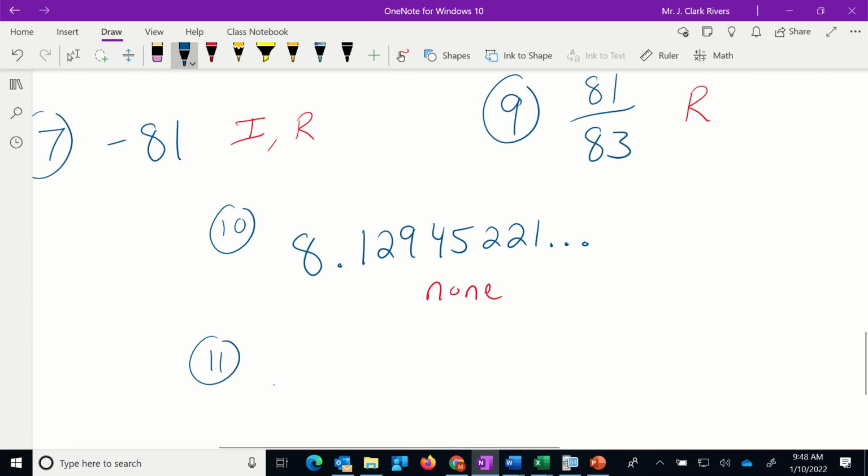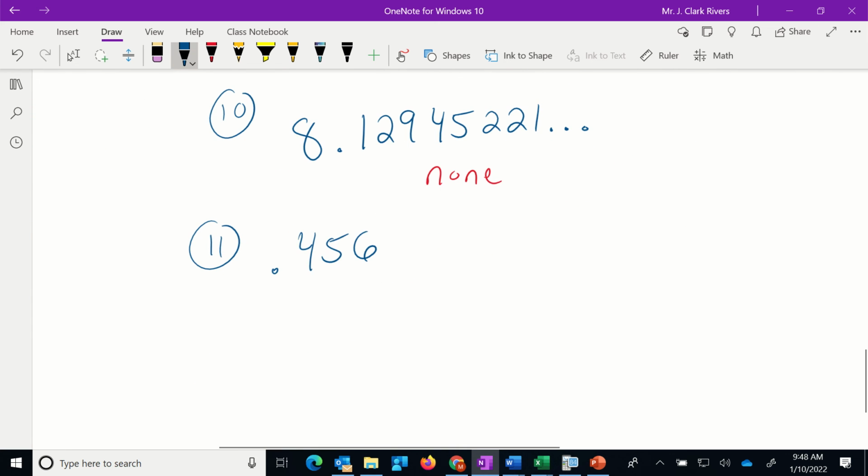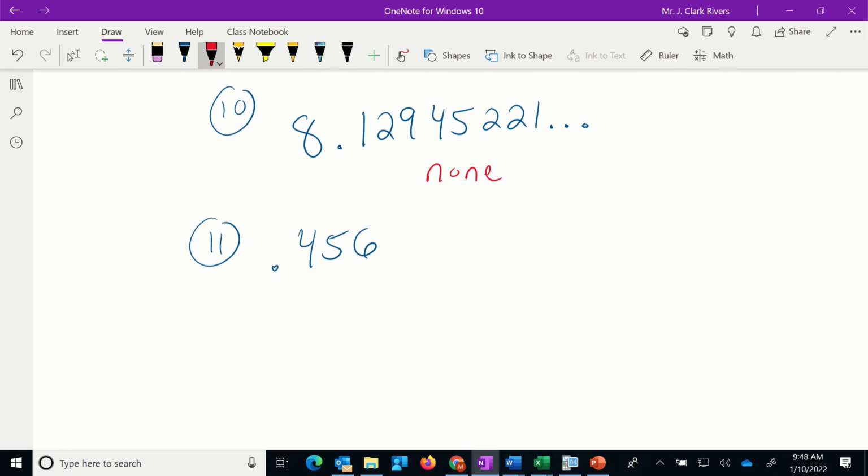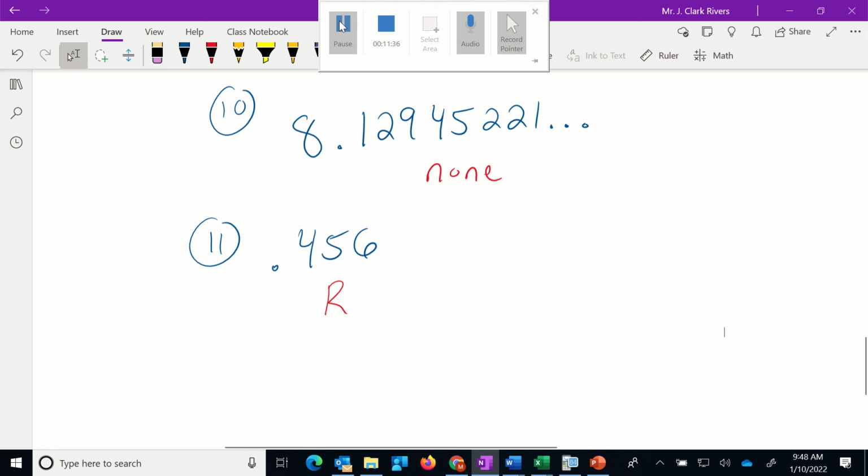0.456. Think about that one. Could you write that as a fraction, yes or no? You could. If you can write it as a fraction, what does it have to be? Has to be rational. So that one's rational. Okay? Very good.